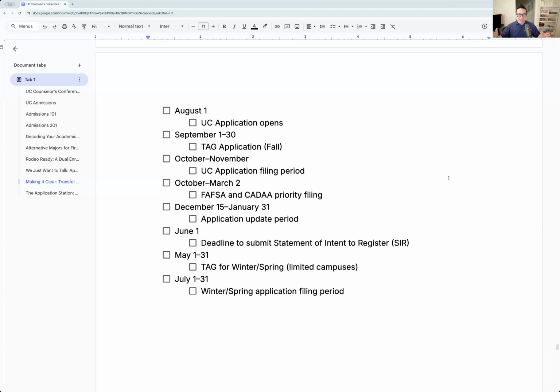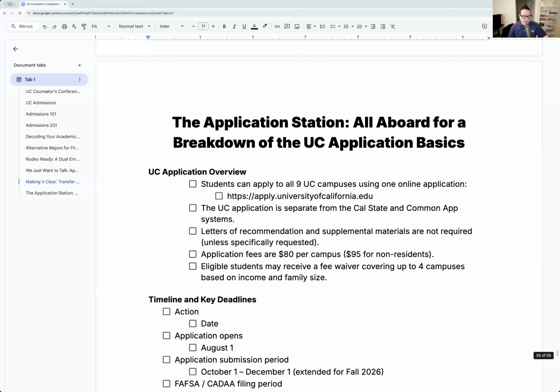Same thing: you apply in October, November. You'll do FAFSA, same thing. You apply, and then you will find out in the month of May. The deadline is SIR by June. So they're about one month back from everything else as well. Okay, so that's the transfer pathway.